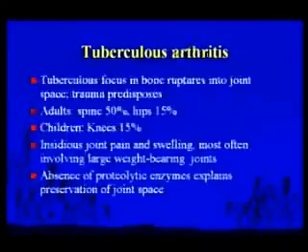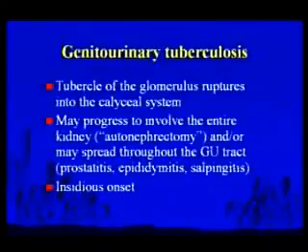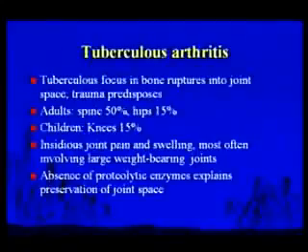So that's a biggie. Tuberculous arthritis, a lot less common, usually one joint. In adults, it tends to involve the spine, vertebral osteomyelitis, and that's big. It's known as Pott's disease. And why would that be so important?